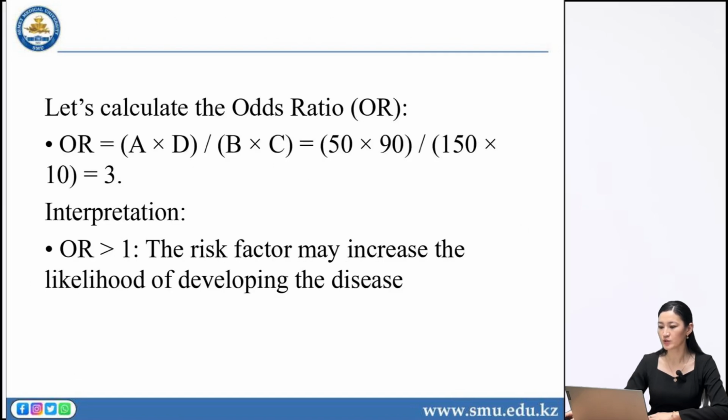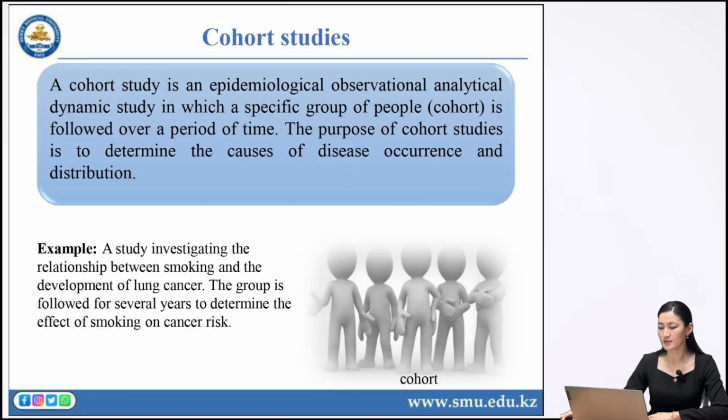Let's calculate the odds ratio. Here the odds ratio is equal to 3. Interpretation: odds ratio 3 means it is more than 1. The risk factor may increase the likelihood of developing the disease.